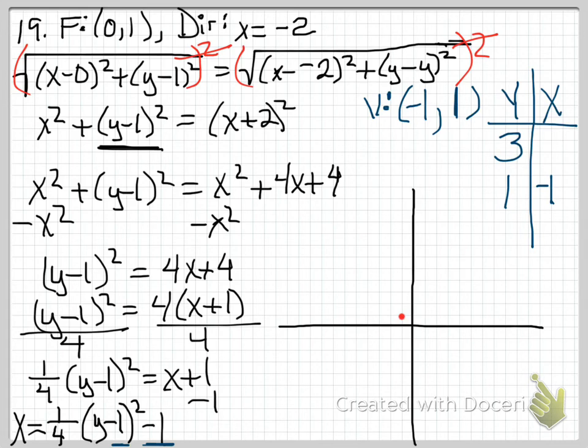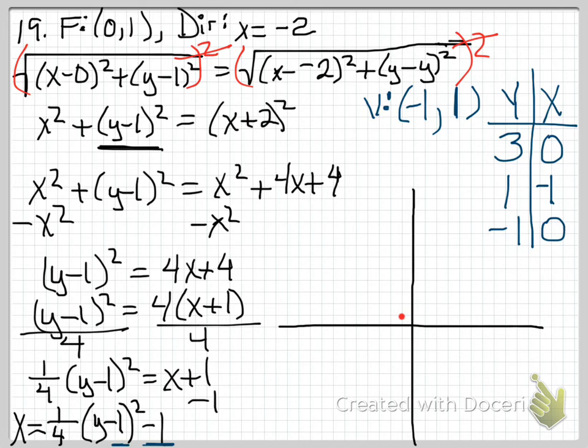2 squared is 4. 4 times 1/4, or divided by 4, is 1. And then 1 minus 1 is 0. Right? Okay? And then let's look at the other point. We're going to go to negative 1. Negative 1 for y. Negative 1 minus 1 is negative 2. Squared is 4. Times 1/4 is 1. Minus 1, again, gave us 0.